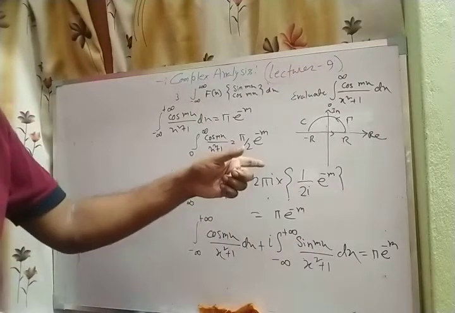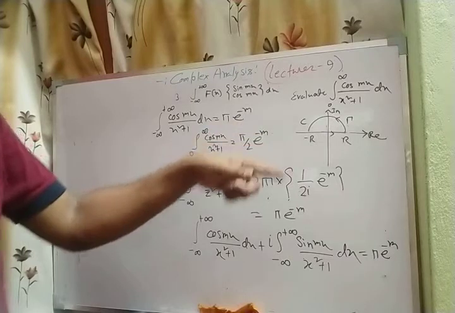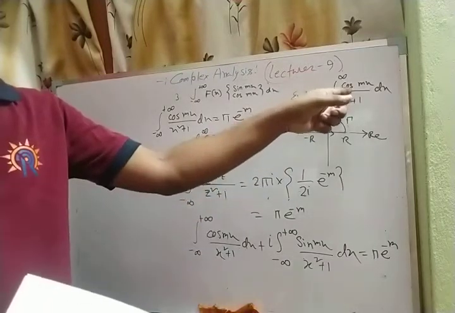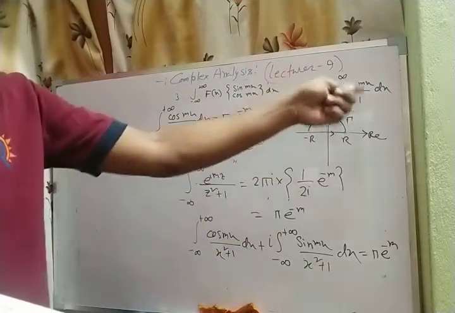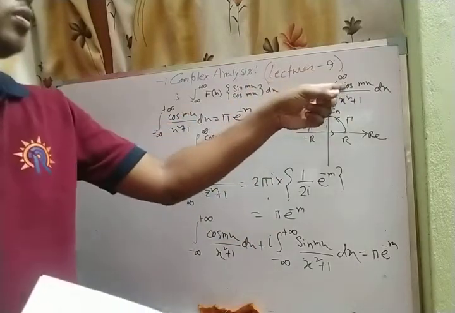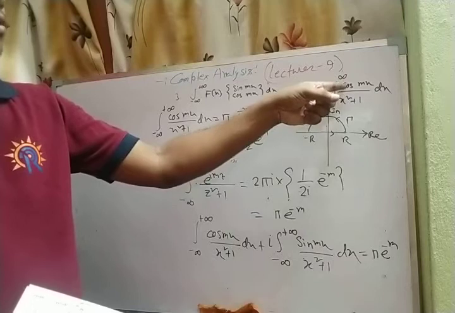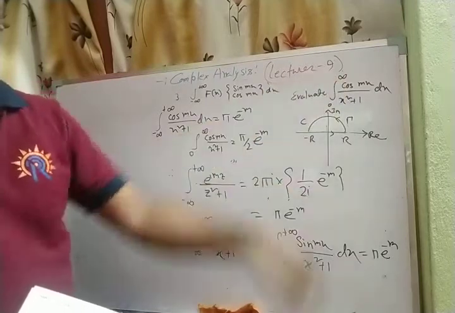So by considering one problem, we are getting two solutions: one for the cos function and another for the sin function. Remember, in the mixture of these functions, we have to substitute the cos or sin function in terms of e to the power.